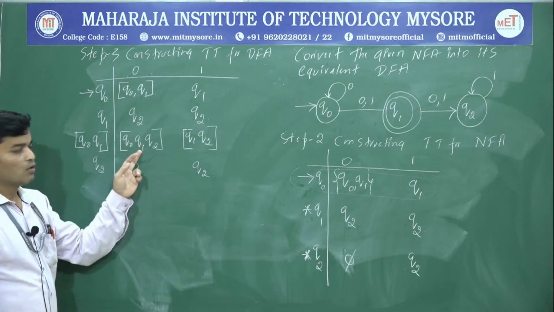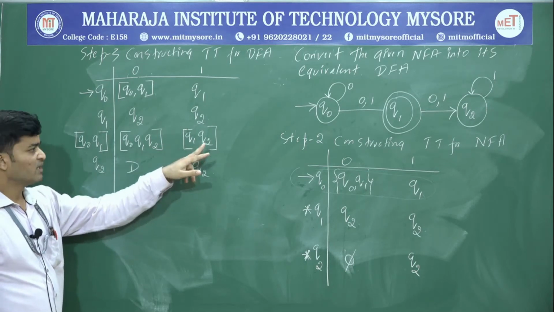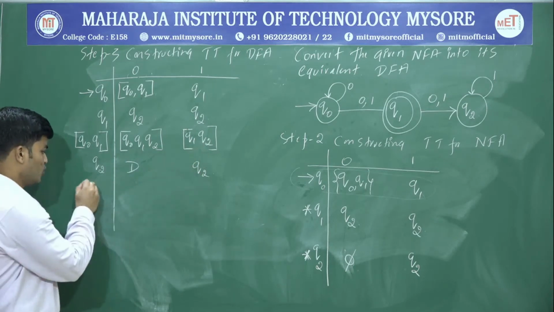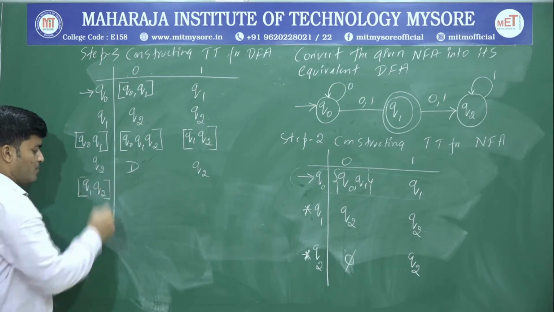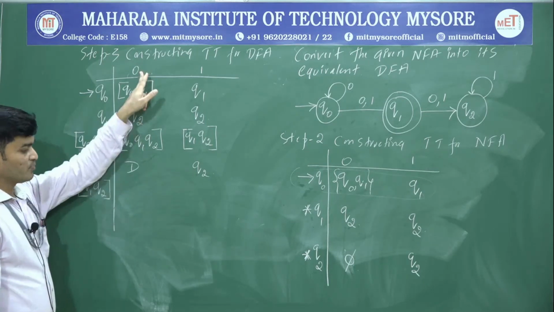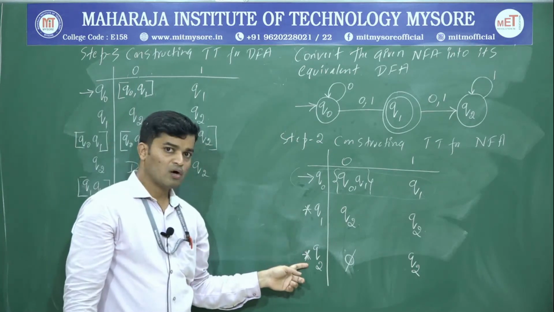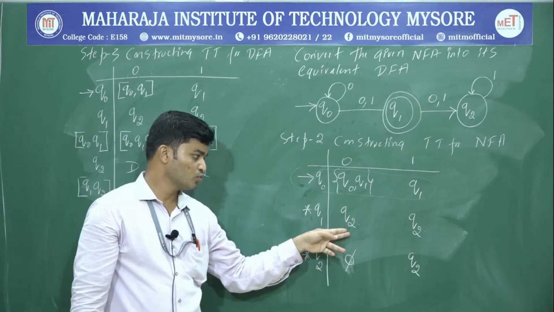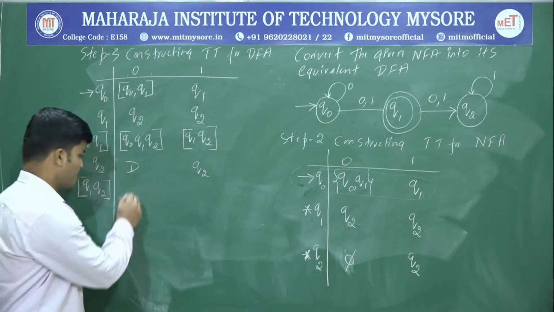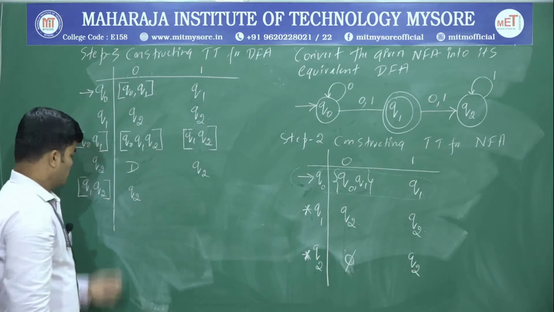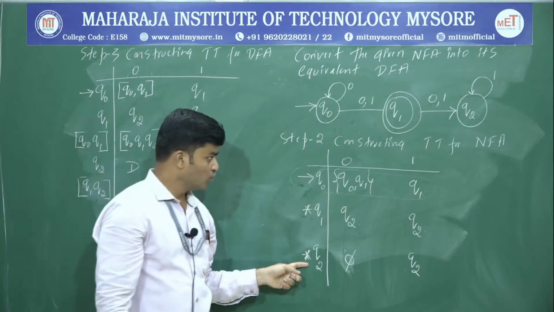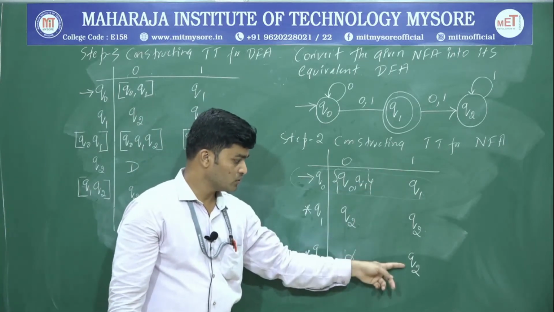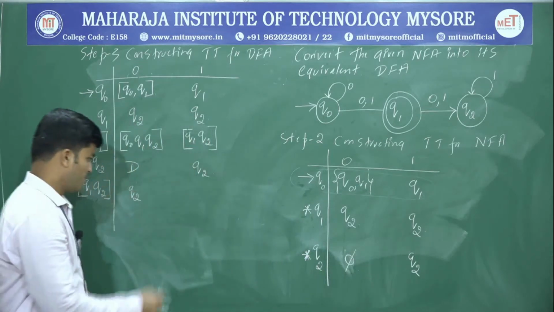So this one is over. Now go with what? Either this one or this one. Better you go with this one, Q1 Q2. What is Q1 Q2 upon 0? Q1 Q2 upon 0 is the union of these two, and we will get Q2 again. What is Q1 Q2 upon 1? Take the union of these two, and the union is again Q2.